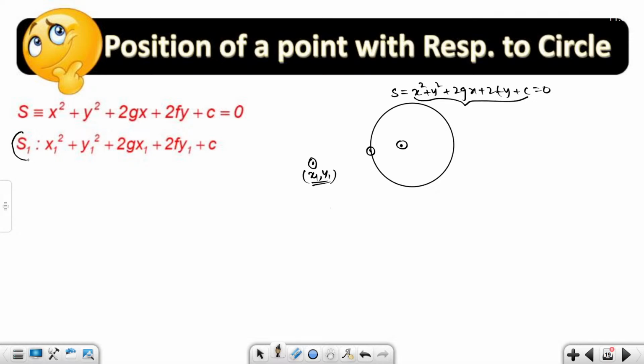I have denoted that by S1. Throughout coordinate geometry, I am going to use this notation. Please do remember, S1 means in the given curve, I have put the point. Now, if you find that your S1 is greater than 0, you will say the point x1, y1 is outside the circle. If it is equal to 0, the point is on the circle. And if it is less than 0, the point is inside the circle. Is it clear?